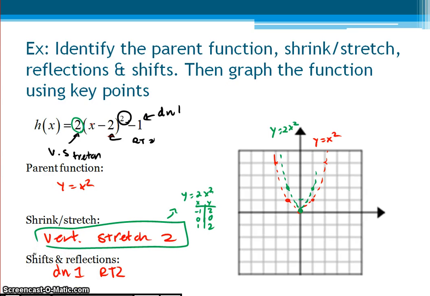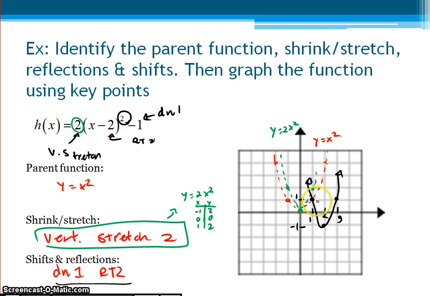Okay, and then finally we're going to graph everything together. So now we're ready to do down 1 and right 2. So we're going to take our green ones and go down 1, right 2. The green one, down 1, right 2. And we have a similar U-shaped graph that goes through those points. And I'm going to mark those values on the axes. Okay, so that is my final answer.